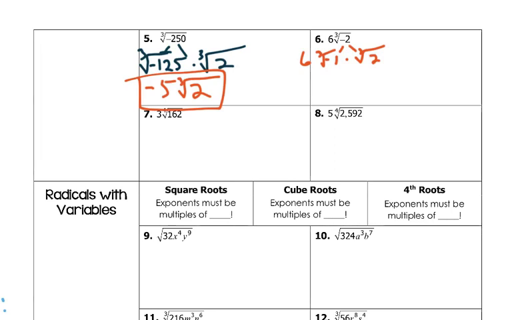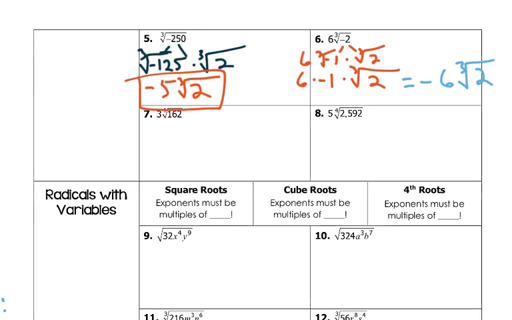6, what's the cube root of negative 1? It's going to give us negative 1. Negative 1 times negative 1 times negative 1. So we have 6 times negative 1 times, and what's left over, the cube root of 2. All right, 6 times negative 1 gives us negative 6, cube root of 2.